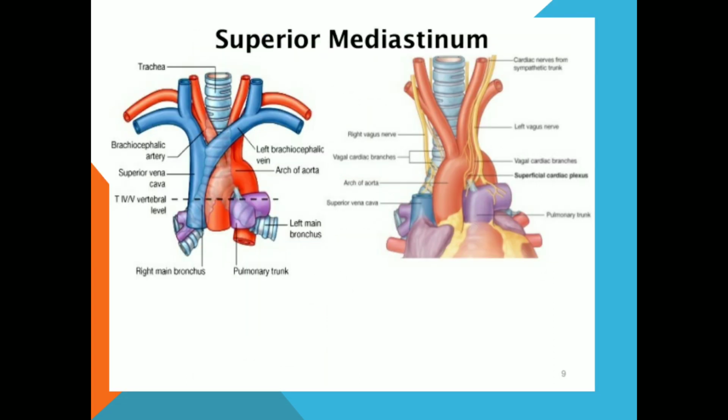So look here, whatever I told you, the diagram also you can correlate. This is the arch of aorta. This is the superior vena cava. You can see the brachiocephalic vein. Behind it you can see a ring-like structure, that is called the trachea. All these are present in the superior mediastinum.